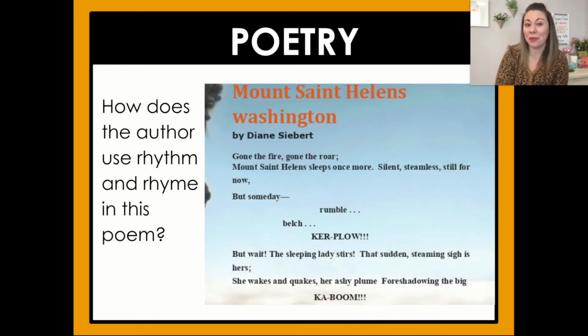We do have another poem that we're going to look at today, and I want you to think about how does the author use rhythm and rhyme in this poem? Okay, so rhythm is like the flow or the beat of the poem, and then rhyme, of course, are the words rhyming. So it says, Mount St. Helens, Washington, by Diane Siebert. Gone the fire, gone the roar. Mount St. Helens sleeps once more. Silent, steamless, still for now. But someday, rumble, belch, kerplow! But wait, the sleeping lady stirs. That sudden steaming sigh is hers. She wakes and quakes her ashy plume, foreshadowing the big kaboom!